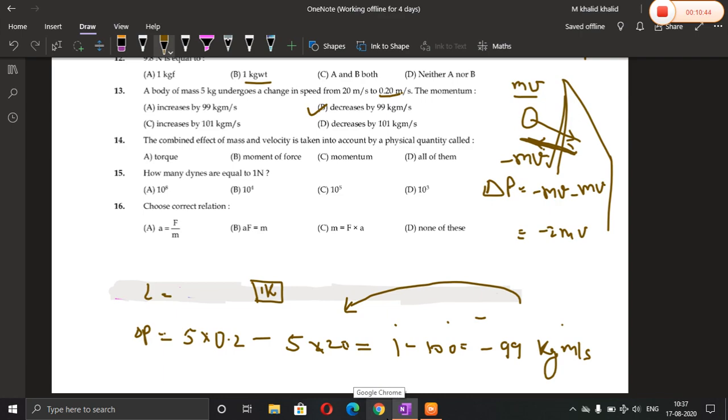Next question, the combined effect of mass and velocity is taken into account by a physical quantity called momentum, obviously. So answer will be C. How many dynes are equal to 1 Newton? We have solved it. 1 Newton equals 10 to the power 5 dynes. Choose the correct relation. Acceleration equals force upon mass. We have seen that F equals mass into acceleration, so if we have to calculate the acceleration, A equals force upon mass. So our first relation is correct.